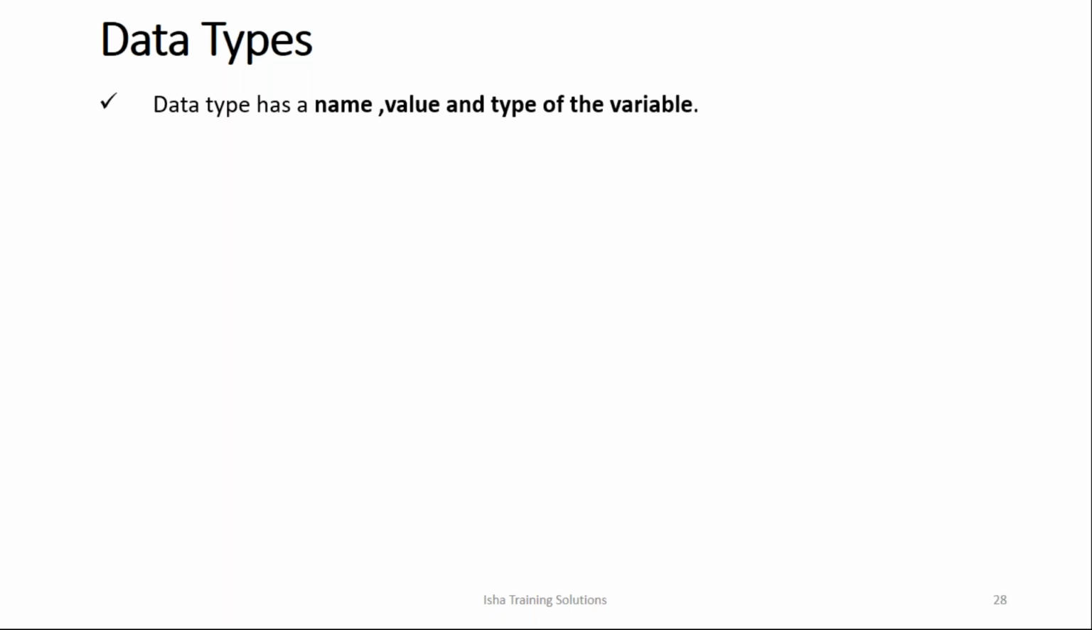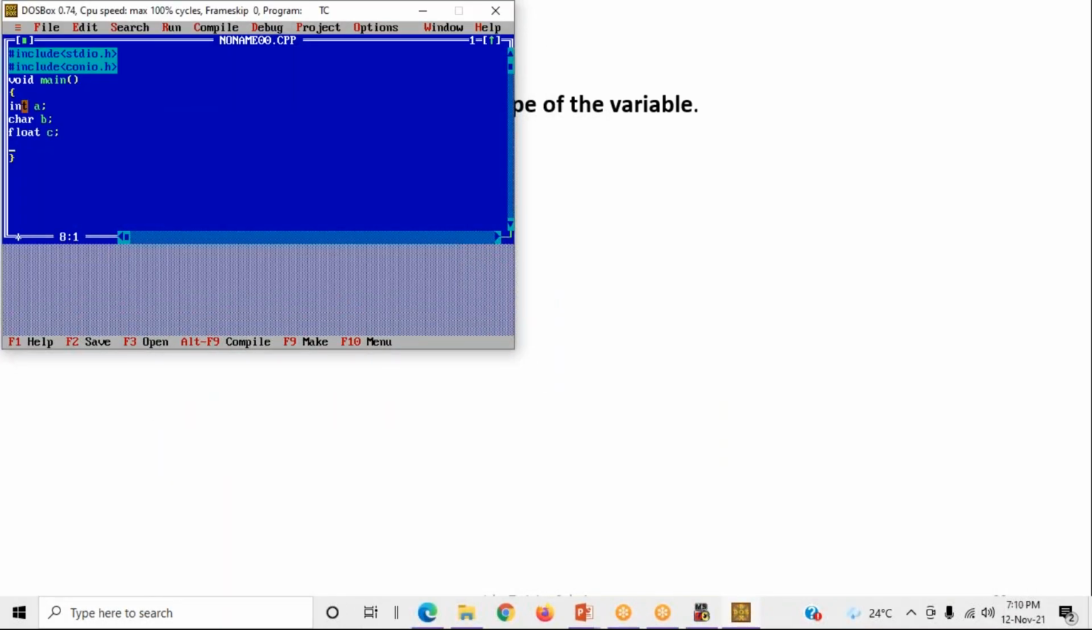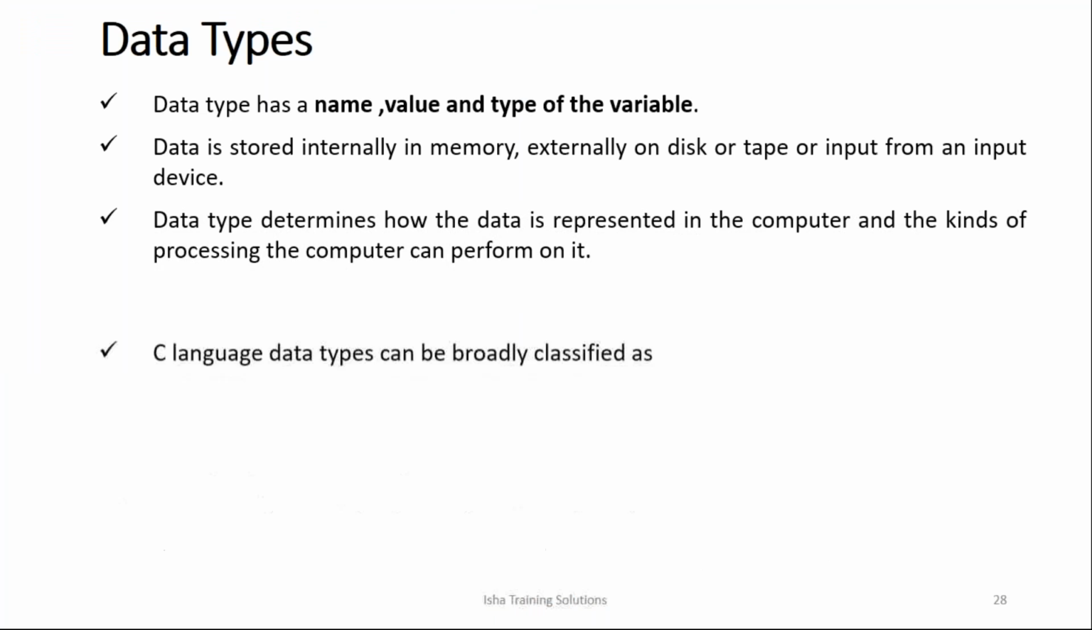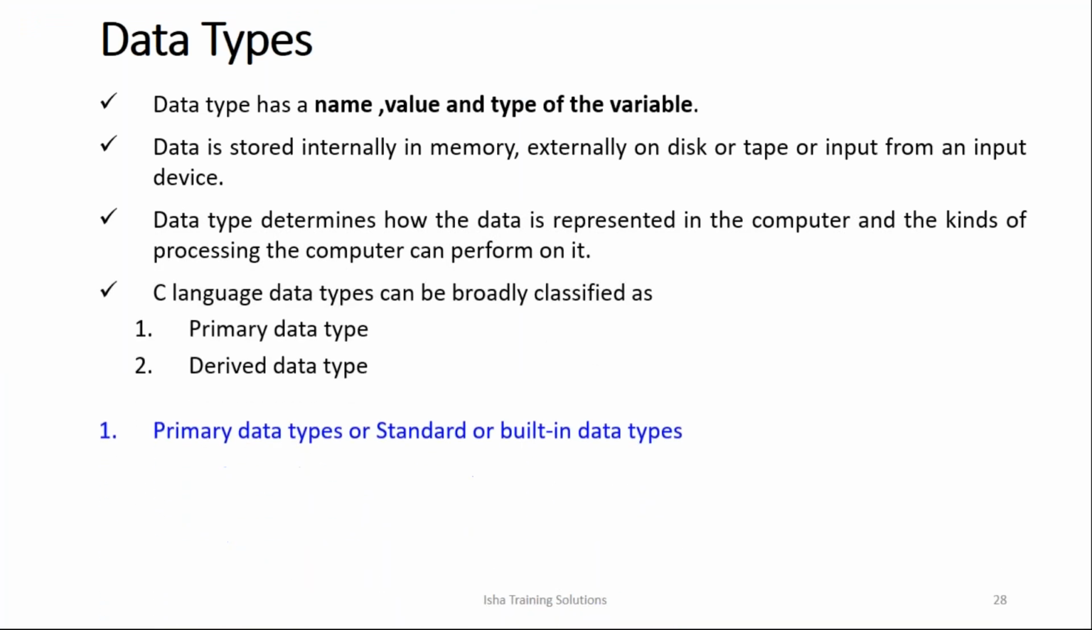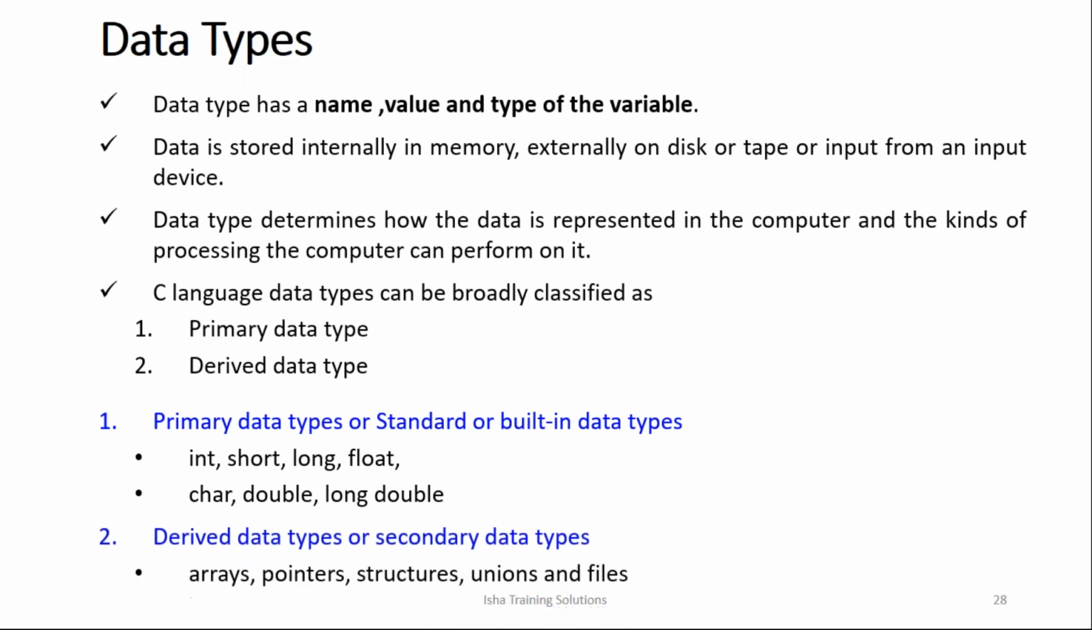For example, variable a is of integer type. Variable b is of character data type. Variable c is of float data type. Okay, that is what it is. Data is stored internally in memory, externally on disk or tape, or input from an input device. Okay, don't get too confused. We will see what all those things are in the coming slides so that you can understand more clearly.